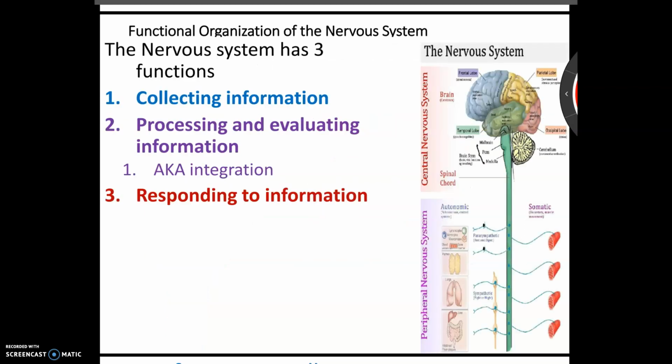So, from our last slide, we talked about how the brain and the spinal cord, probably should not write green on green, is the central nervous system, and everything outside is the peripheral nervous system. And it all works together to do three things: collect information, process it, and make a response.